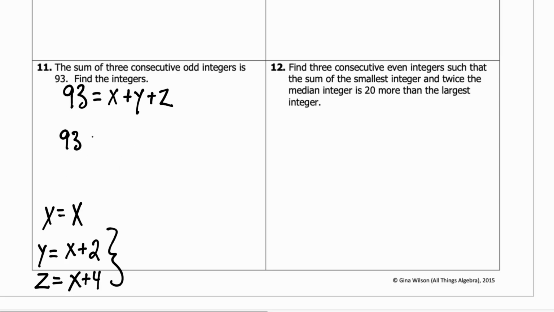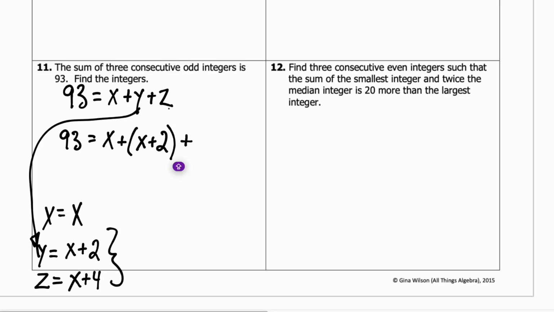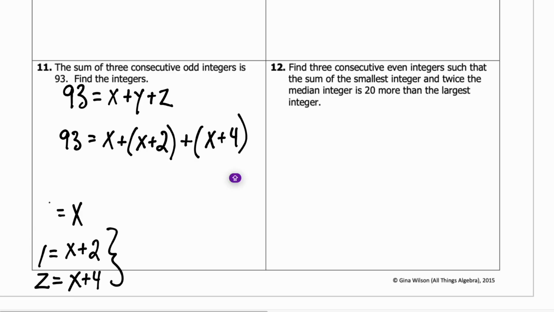If I have 93 equals X, well, I know that Y, remember Y down here? My rule for my Y is going to be X plus 2. So if Y equals X plus 2, I can plug X plus 2 where my Y should be. Same thing for Z. If Z equals X plus 4, then I can plug in X plus 4 where Z should be. Now I have a problem that I can't solve because I only have one variable instead of 3.